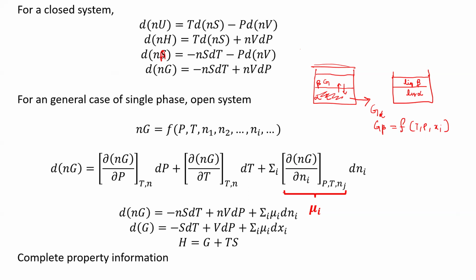Here, dou NG by dou Ni at constant pressure and temperature and moles of the other components is mu i. This is named the chemical potential.